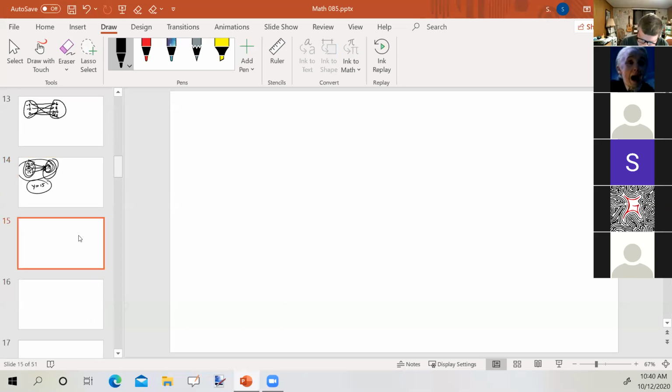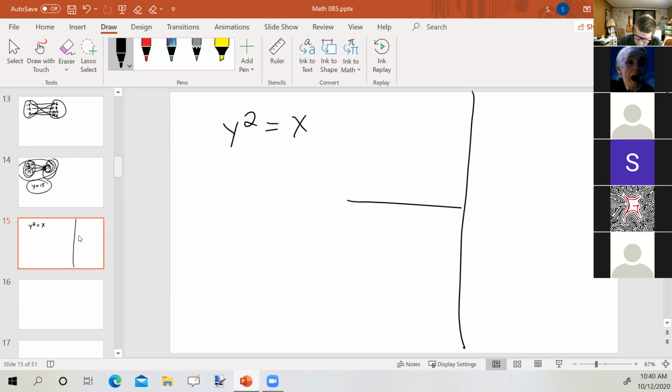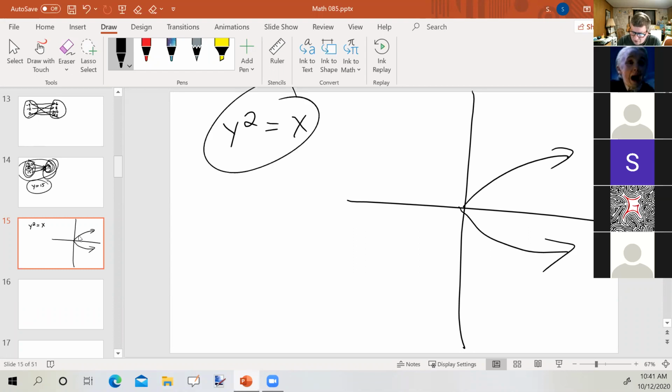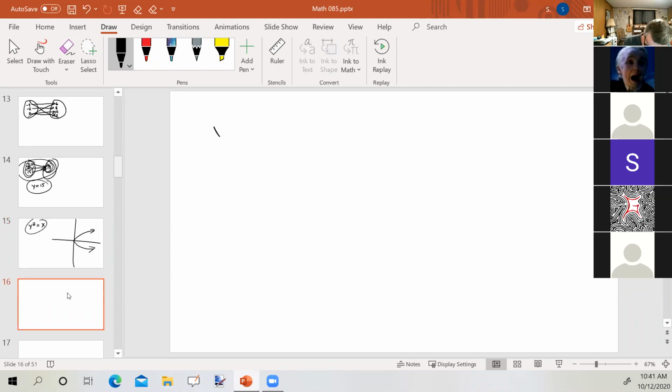Let's say we have y squared equals x, okay? I'm not going to get into all the detail of it right now, but I could graph that, and it would look something like this. Roughly speaking. So that's an equation that has a graph, but let's deal with it in terms of, is it a function?